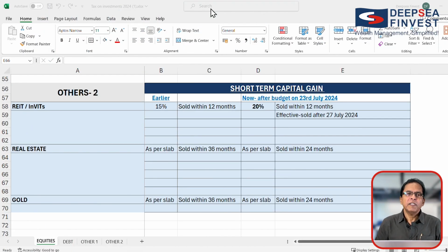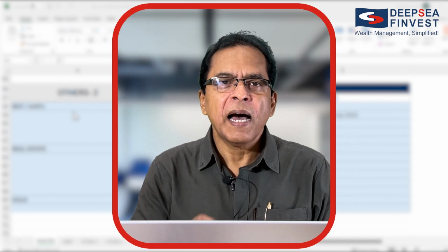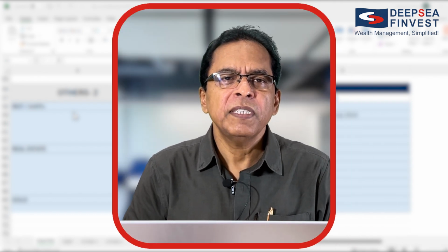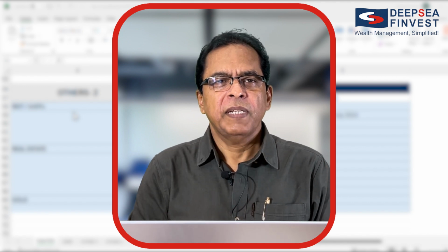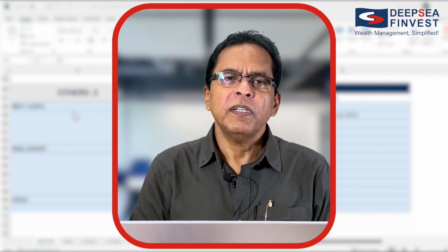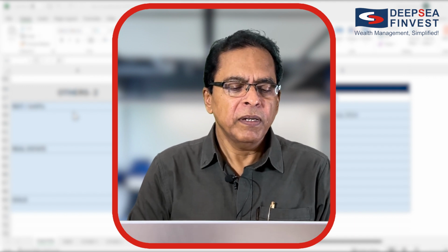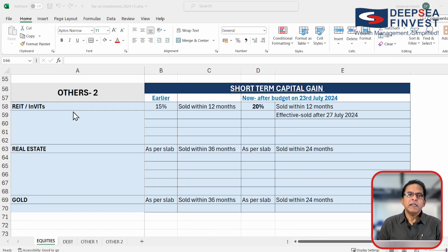Now we move to the other investment options. Here it is, back to the Excel sheet, REIT and InvITs. Now let me explain what is REIT. REIT is something like a mutual fund which invests in commercial real estate, and they generate return for the investors. Now these are not very popular in India, but still it is available. Now InvITs, these are infrastructure investment trusts. They are also something similar to mutual funds which invest in infrastructure projects in India.